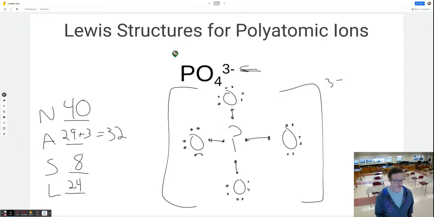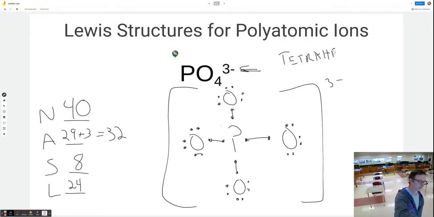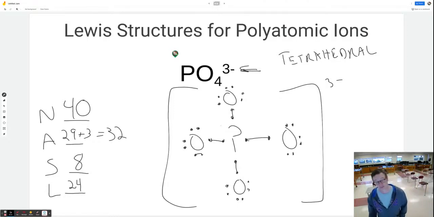And if you wanted to talk about the shape of this molecule, it's 4 bond pairs, no lone pairs. That's a tetrahedral shape. And that was actually the first, I didn't do that on the ammonium, tetrahedral. And if we wanted to talk about the polarity of a polyatomic ion, all the terminal atoms are the same. There's no lone pairs on the center atom, so this would be a non-polar group.